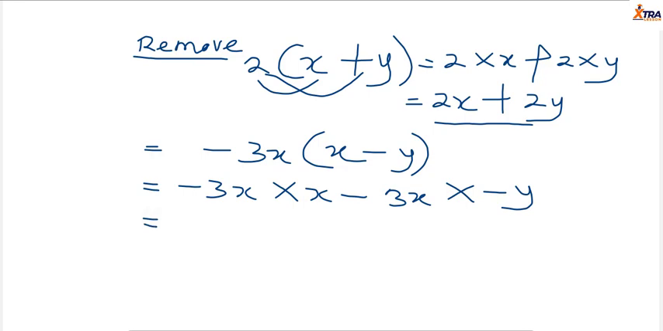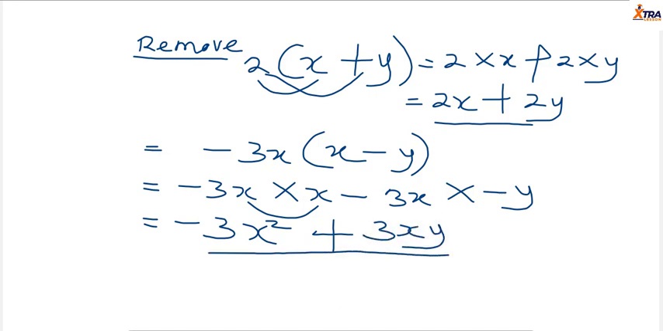So we have minus 3. These are terms that you are multiplying in x. So we write minus 3, then x times x will give you x squared. Then you have minus times minus, plus 3x times y, 3xy. That is the answer. That is how to remove bracket.